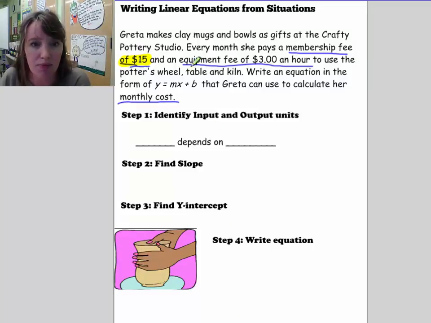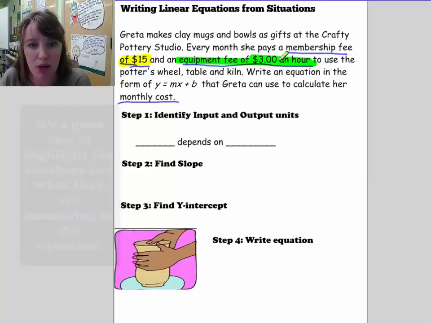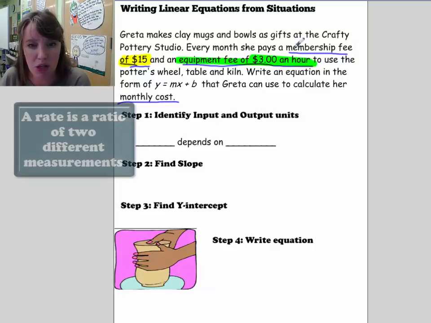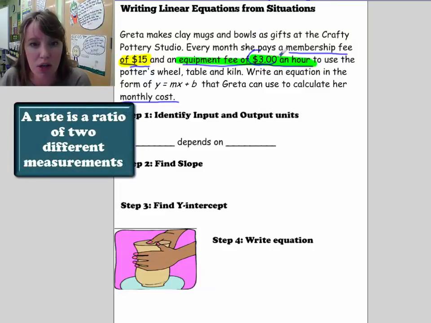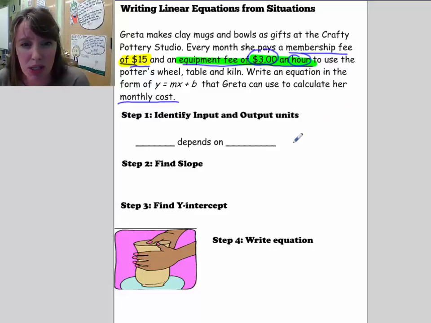this is a rate, right? Remember, a rate is something per hour or something per something else. A rate is always given as 2 units that do not have the same measurement. So $3 for 1 hour, it's a measurement of dollars per hour, or a measurement of money over time. Okay, so there's your rate.